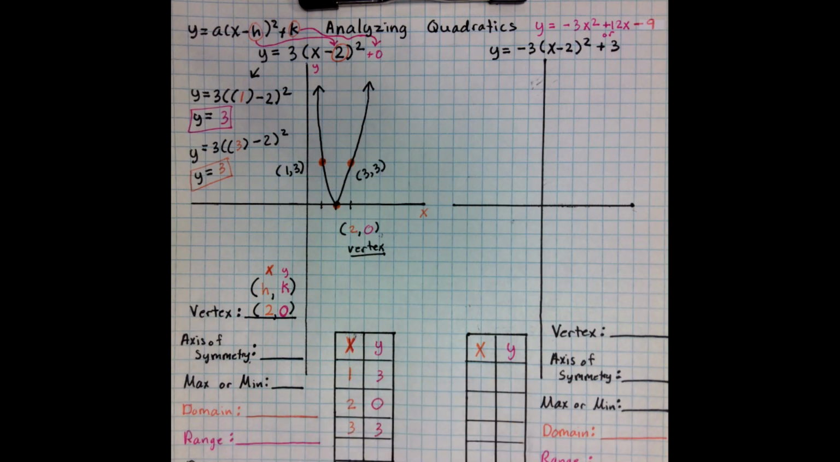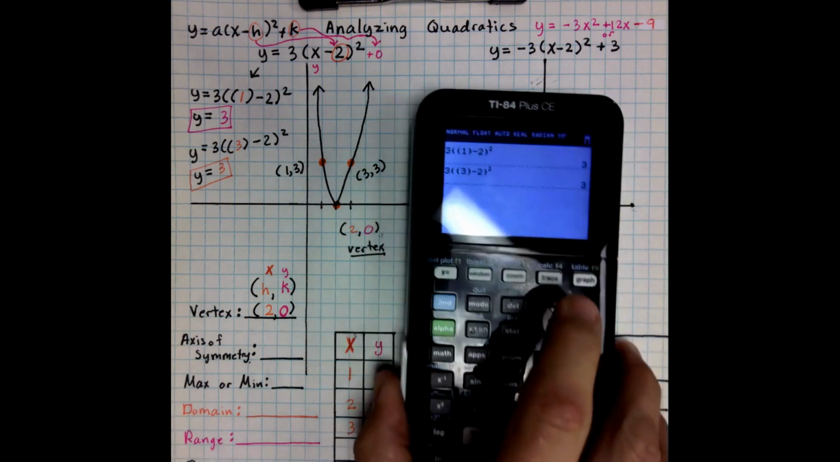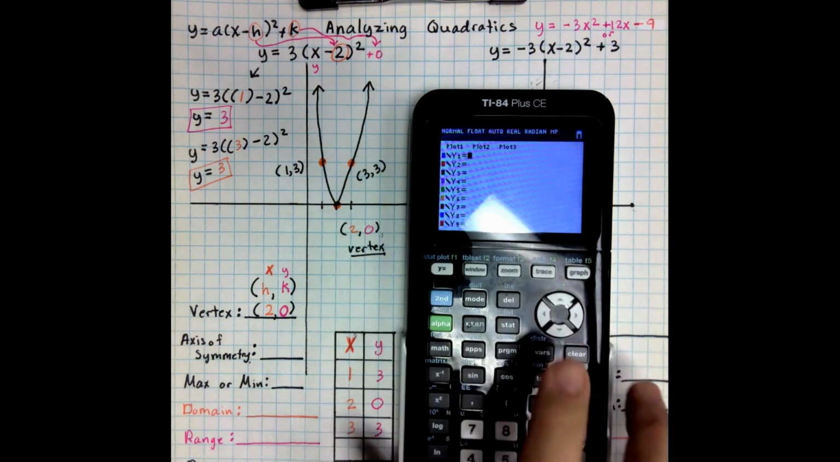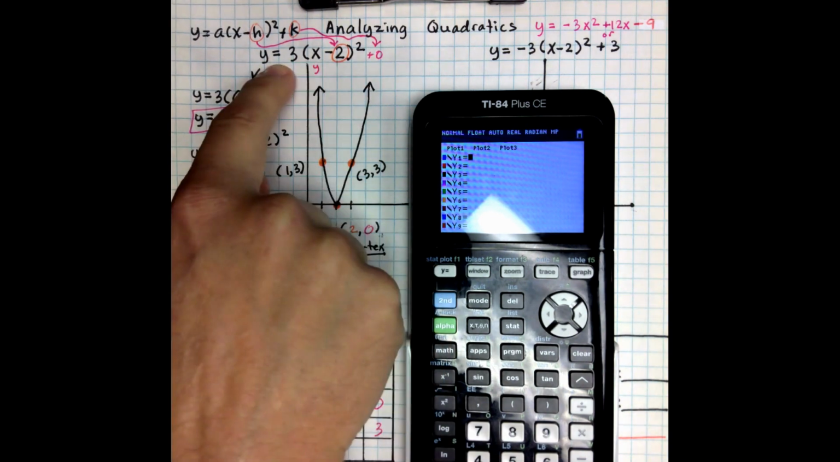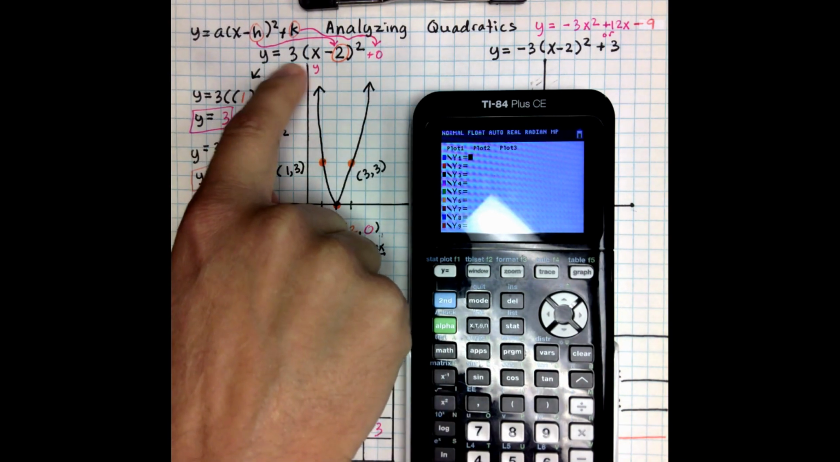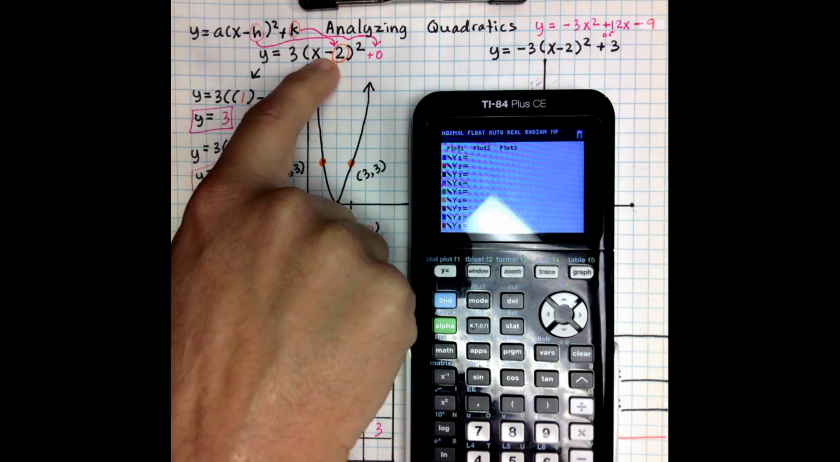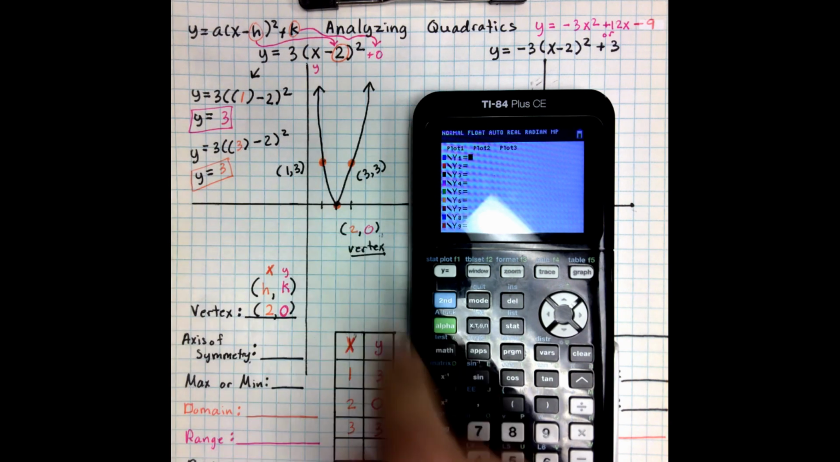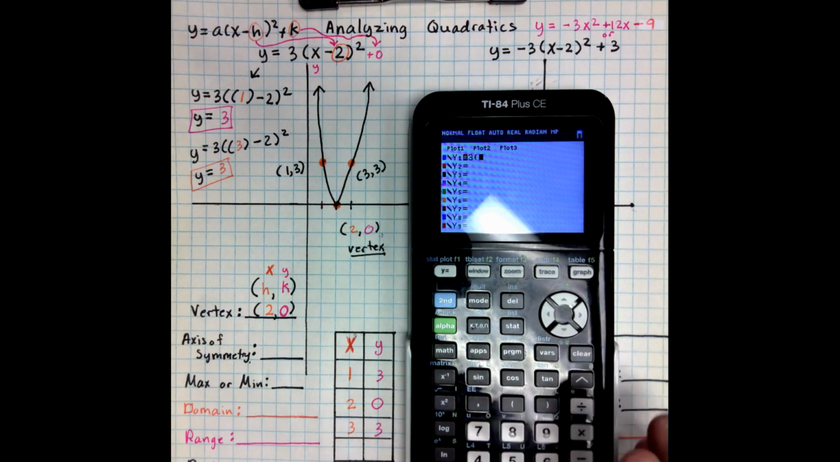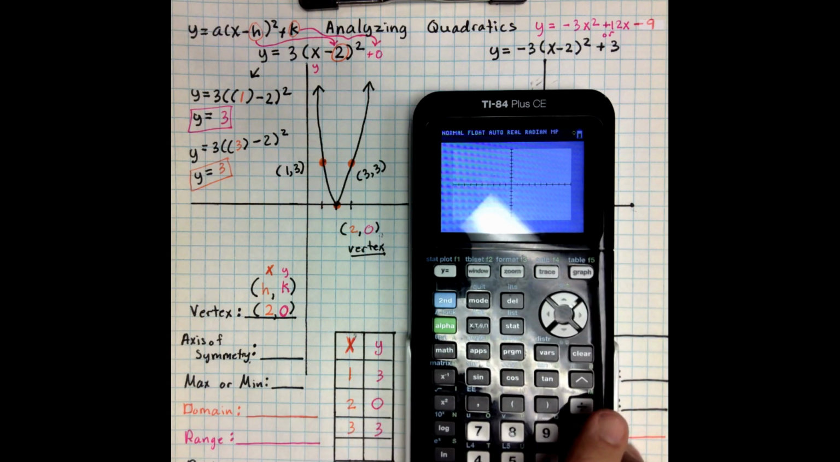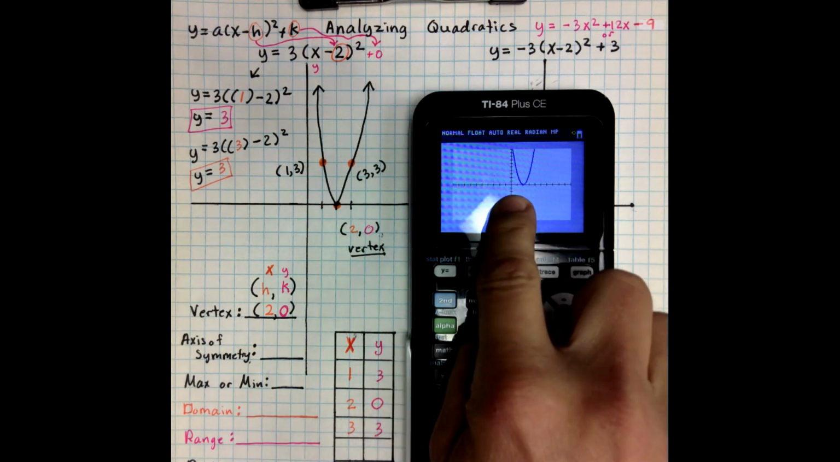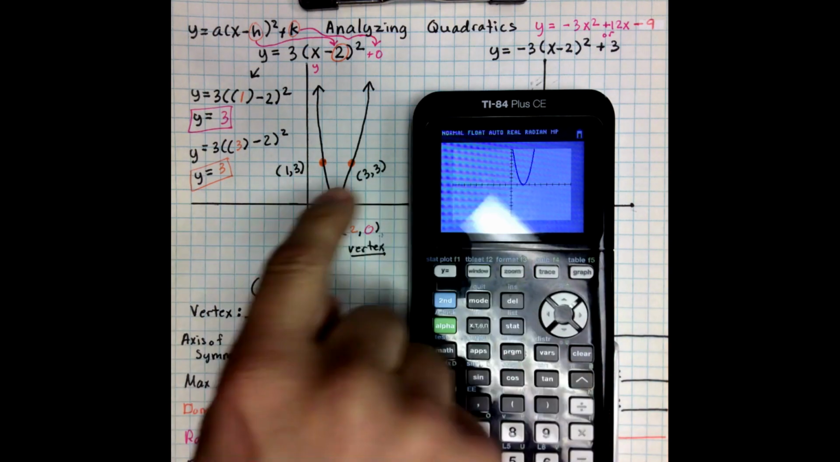And for the last point, I'm just going to use my calculator to check on my work, because what if I made a mistake? So let me get the calculator. I'm going to go over to the graphing feature by hitting y equals, and type in this entire equation. Now we already have the y and the equals. I just need to put 3 parenthesis x minus 2 close parenthesis squared, and hit graph. And there's the picture. Notice it looks just like what I graphed here.